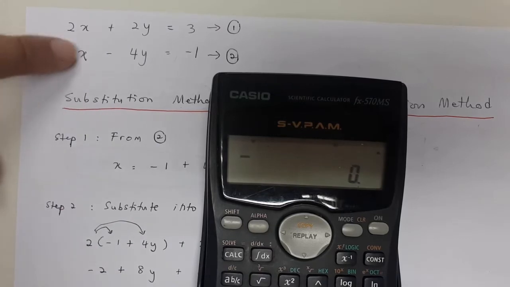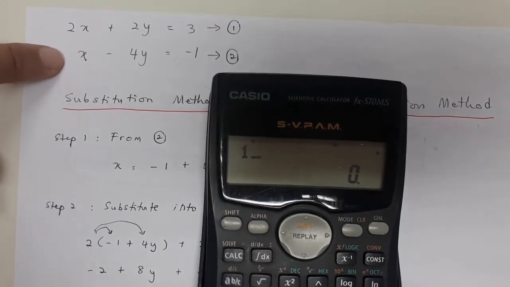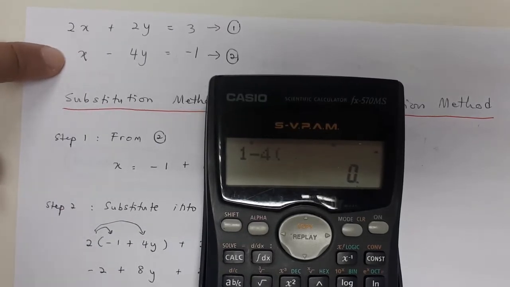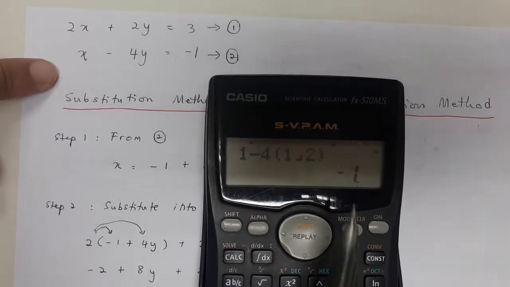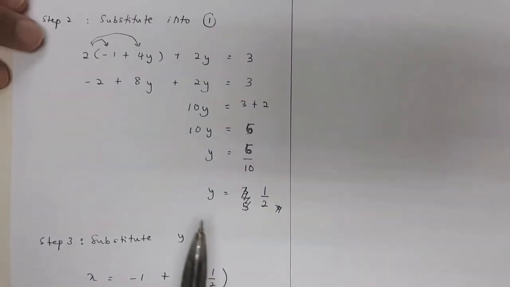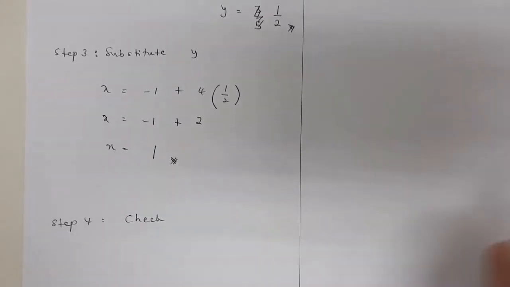And then substitute into the second equation. So x, we get x minus 4y. y is 1 over 2, we get negative 1. So our answer is correct, where y equal 1 over 2 and x equal 1.